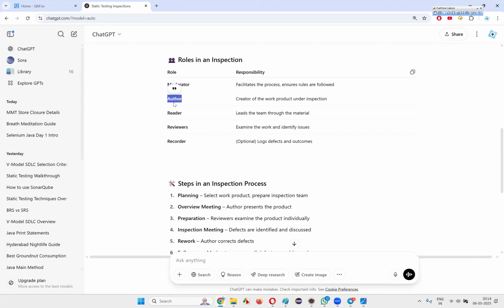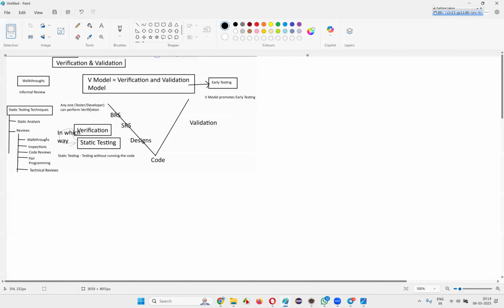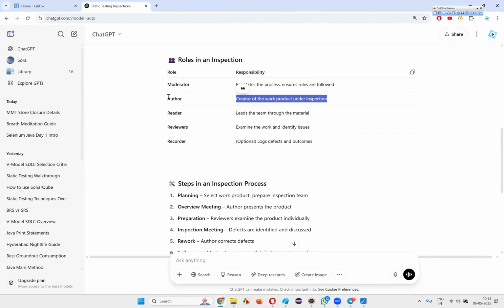Author. For example, let's say a BRS document is there. Who is the author of the BRS document, guys? Tell me. Who will be the author of the BRS document? BA, right? So in this inspection kind of meeting, the author will be BA. For the BRS document, as an example, the author will be BA.